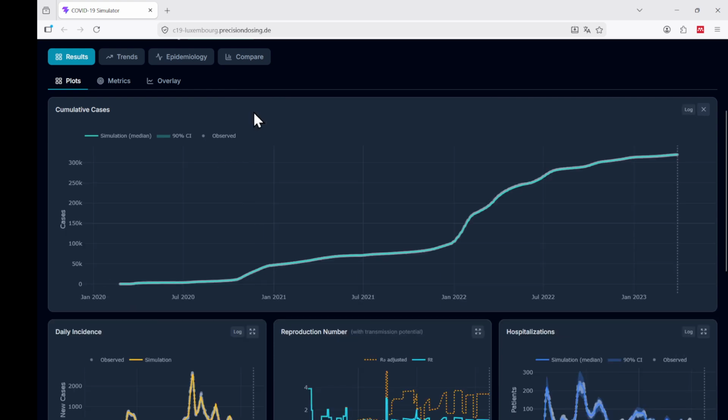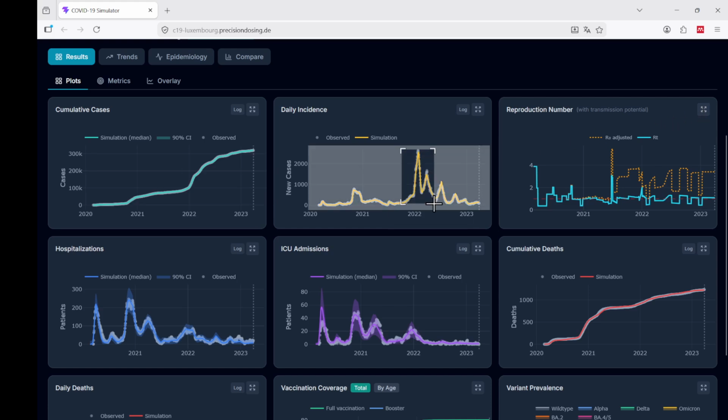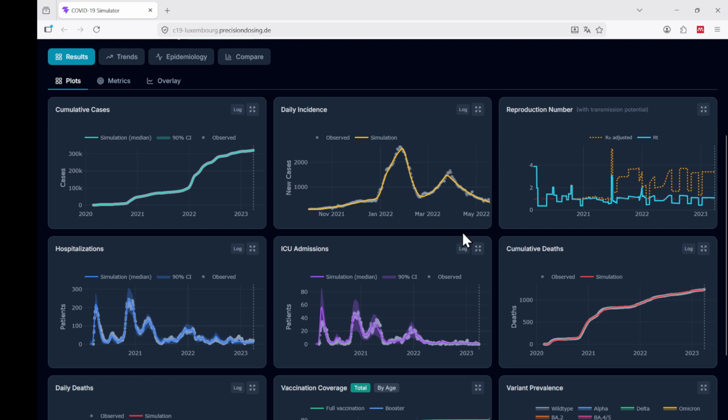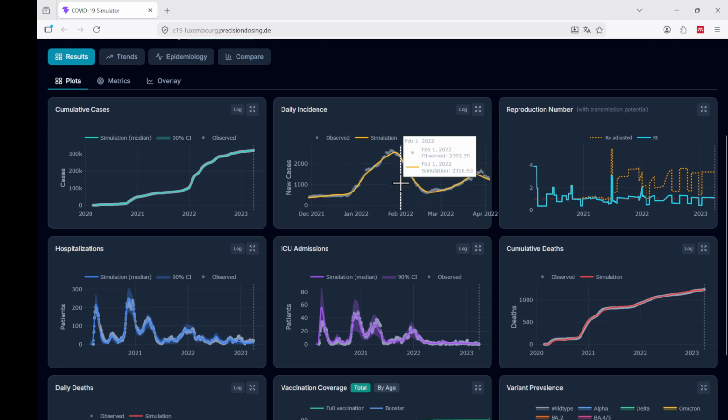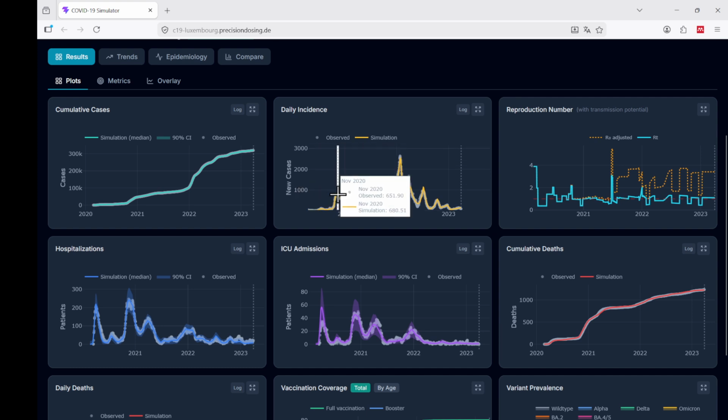Extend a plot by clicking on the forward arrow symbol. Zoom into each plot by dragging the clicked mouse over the respective area. Zoom out by double-clicking in the plot area. Shift X and Y axis by dragging the clicked mouse along the axis. Hover over the plot to see the specific numbers for each respective day.